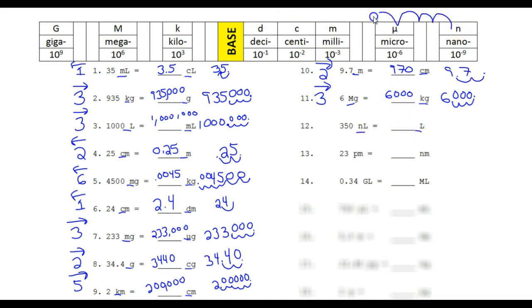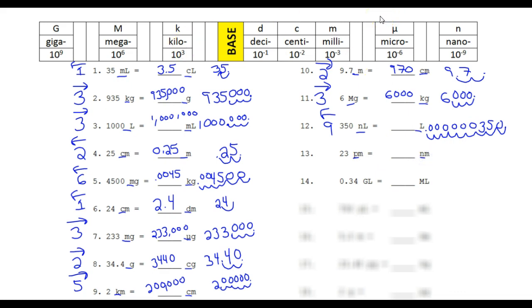Next up, going from nano to base. That's going to be 1, 2, 3, 4, 5, 6, 7, 8, 9 to the left. So 350. I'm going to move that decimal point a whole bunch of spots there and fill that all in with zeros. So it's 0.000000335 liters.